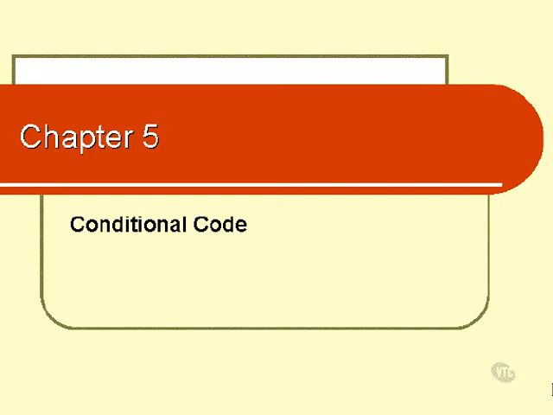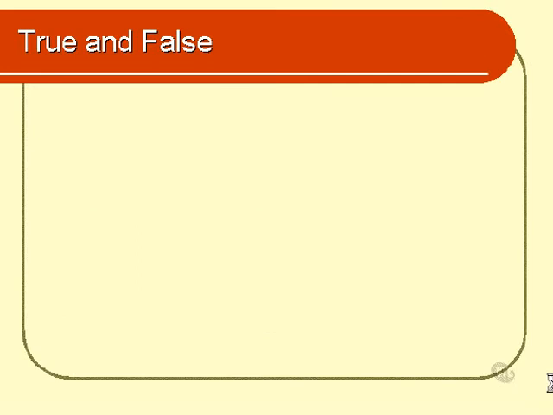So, the aim of this chapter is to get us to the point where we can modify our course project and add conditional code to it. Specifically, we want to add a menu to it. So let's begin. We'll begin with the most important concept that we have to learn in this chapter, and that is the notion of true and false.